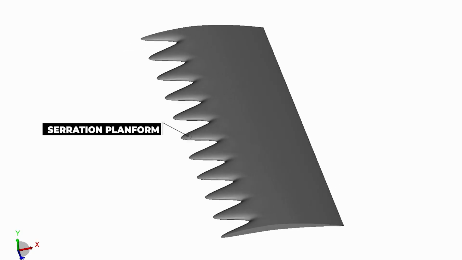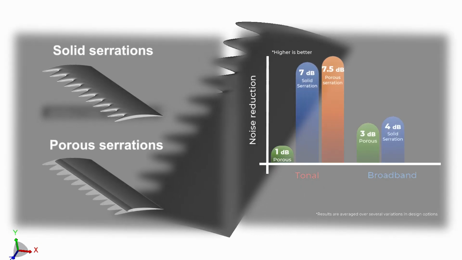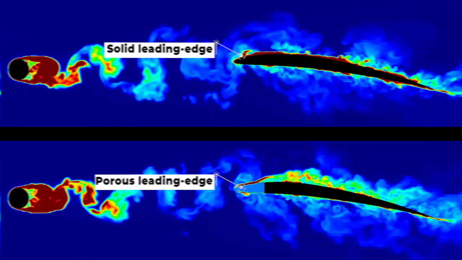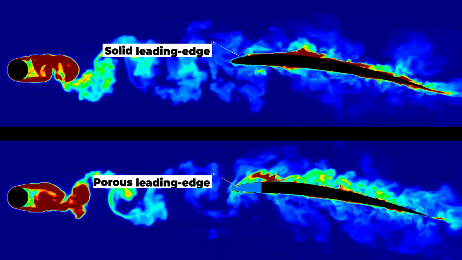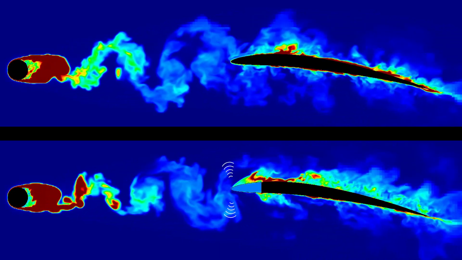Nevertheless, this can be improved further by adding a serrated platform. In fact, the porous serrations perform better in terms of noise reduction compared to the regular solid serrations. In this case, the porous material reduces the severity of the vortical distortion near the leading edge, which in turn decreases the noise source intensity.